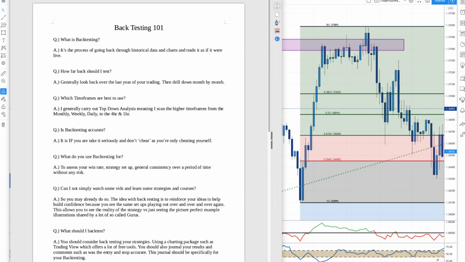So what do you use backtesting for? Okay, another good question that people ask me. You want to assess your win rate, you want to assess your strategies. Are the setups good? Are you seeing the setups play out consistently? When you are trading over a period of time, you'll notice your strategy setting up over and over and over again.